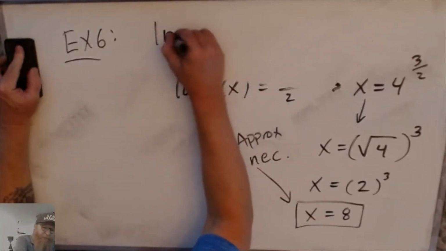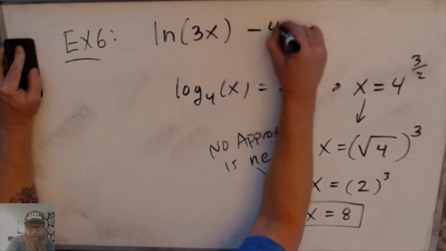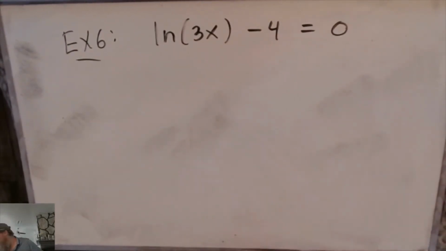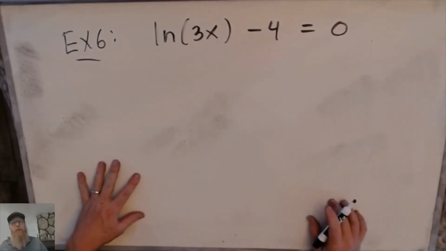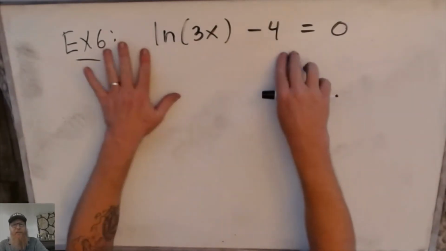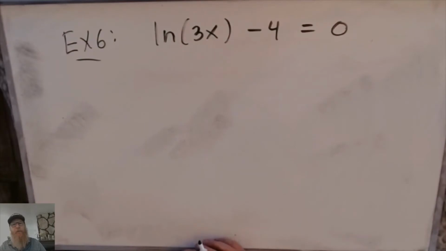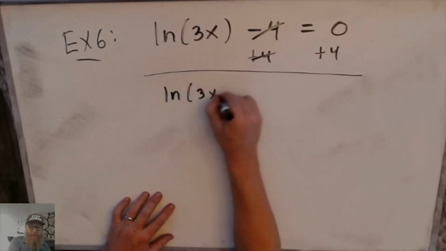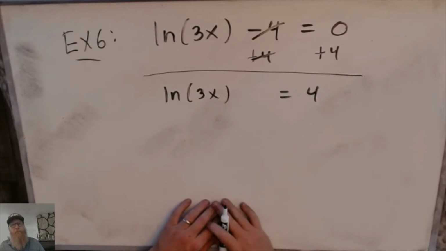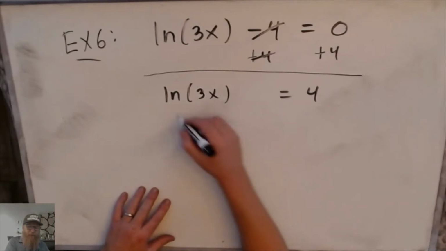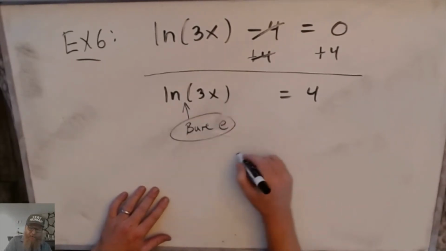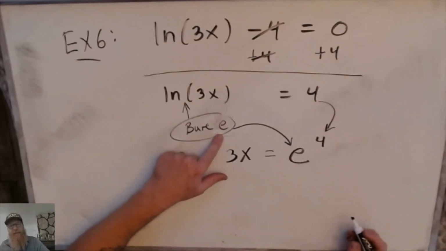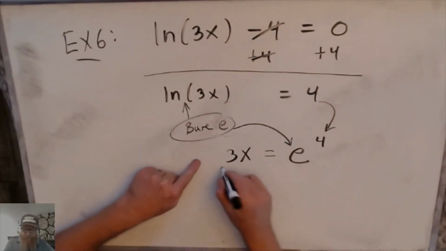How about this? ln of 3x minus 4 is equal to 0. Again, you need to get rid of any multiplications, divisions, anything that's happening outside of the logarithm. You want to get rid of that. So we're going to add 4 to both sides. And then we're going to take the exponential, base e. So 3x is going to be e to the 4th power. The base is e. And then we're going to divide by 3.